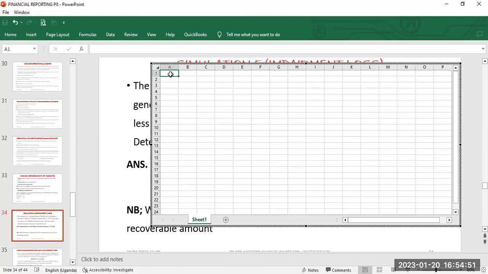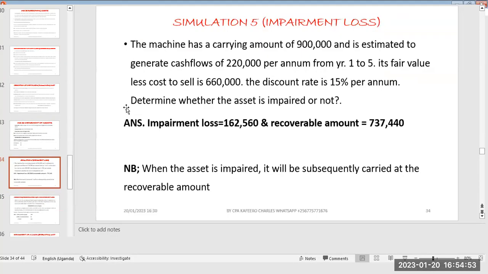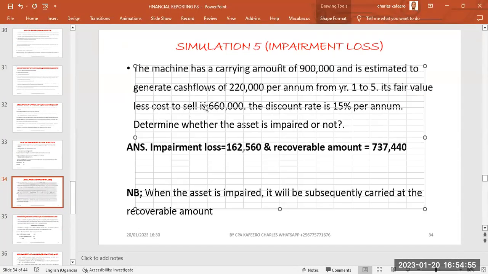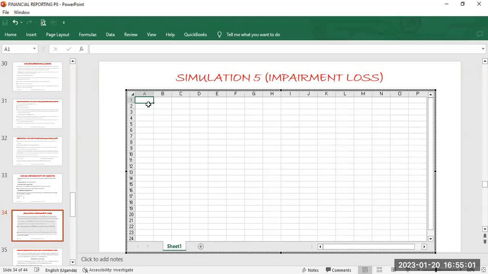So we can try to make a summary of what we have, because I'm seeing here in the question we have the machine, and they have given us the carrying amount. So if they have given us the carrying amount, we can start with that. The carrying amount was 900,000.